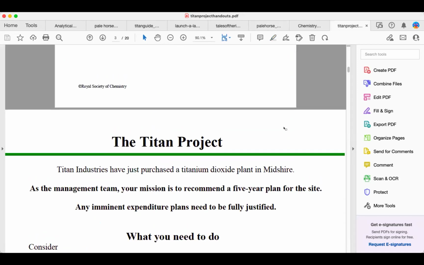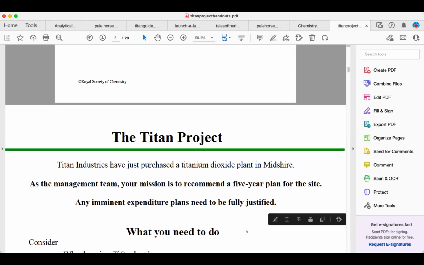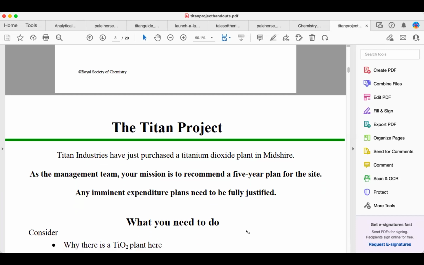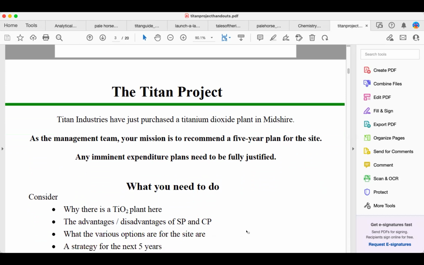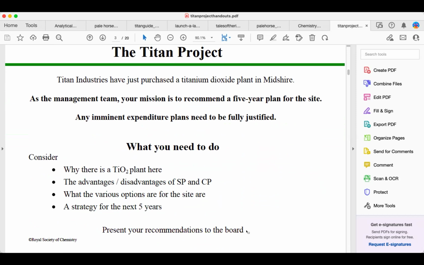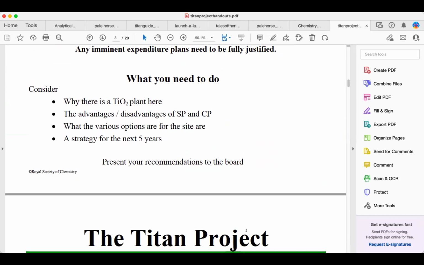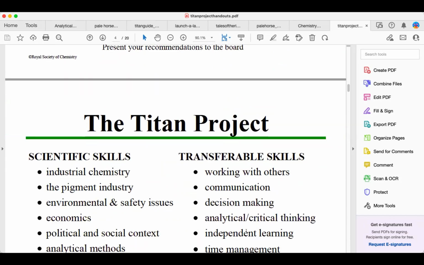So the Titan project is about Titan Industries have just purchased a titanium dioxide plant in mixture. As the management team, which is you, your mission is to recommend a 5-year plan for the site. Okay. Any imminent expenditure plans need to be fully justified. It's about money. So what you need to do is, why there is a titanium oxide plant here, the advantages and disadvantages, and what the various options are for the site, a strategy for the next 5 years. But I think let's look at another one.